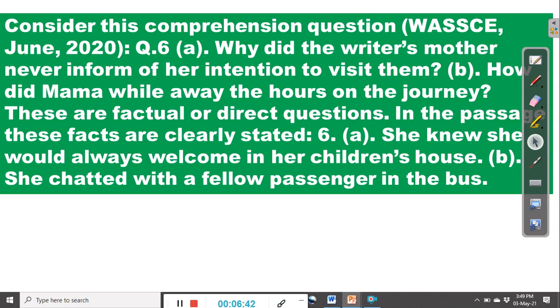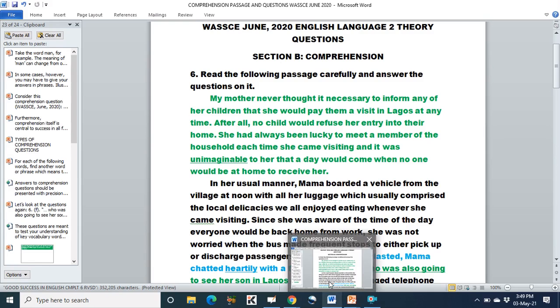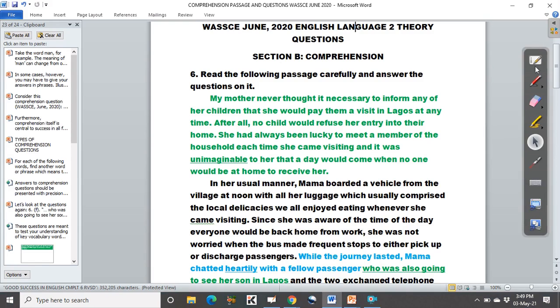Now, let's actually take a look at the passage from which this was taken, and then you can see exactly. This is from June 2020, English Language 2 Theory Questions, Section B, which is Comprehension. And then you can see, read the following passage carefully and answer the questions on it. Now look at the passage.